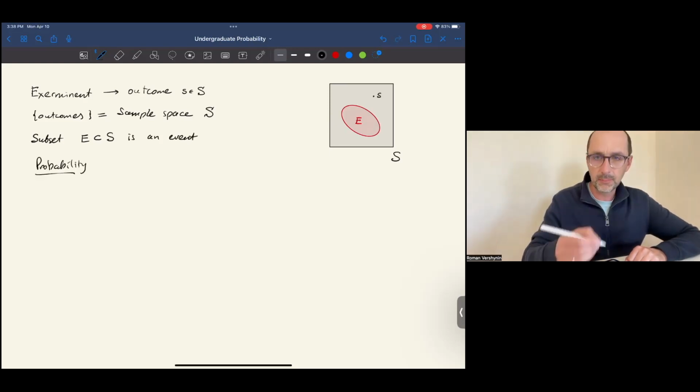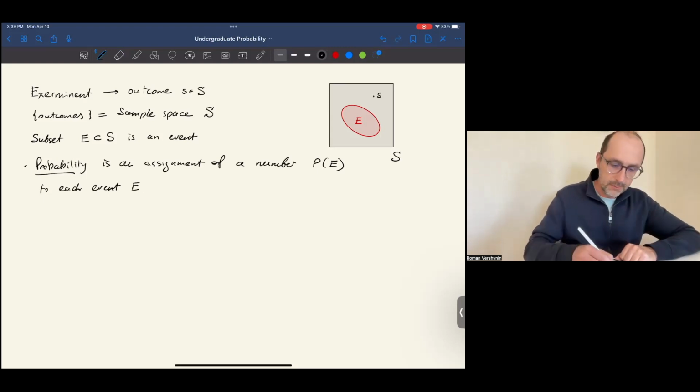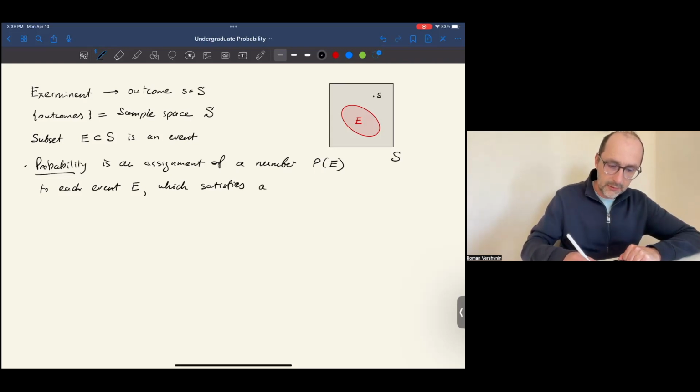Probability is an assignment of a positive number to every event. That number measures the likelihood of that event. Not every assignment is valid, and we require the probability to satisfy the three main properties. These properties are part of definition, and therefore it's convenient to call them axioms.